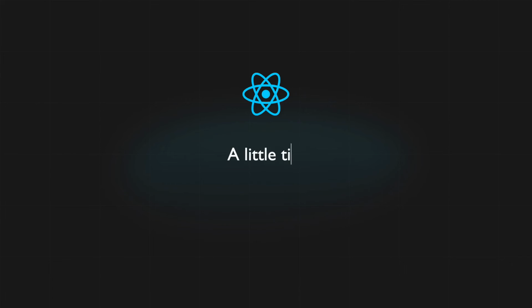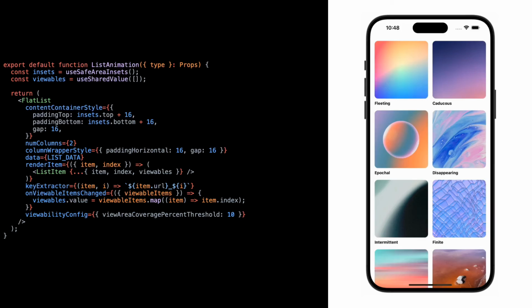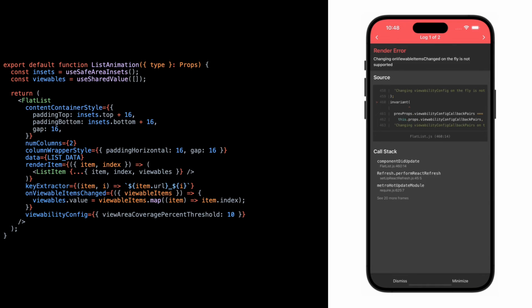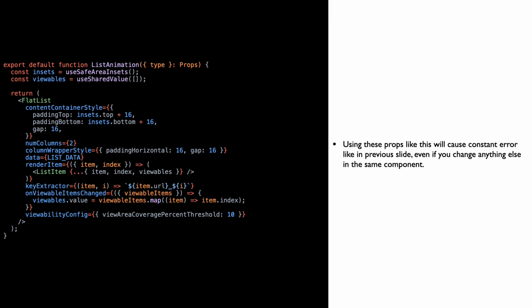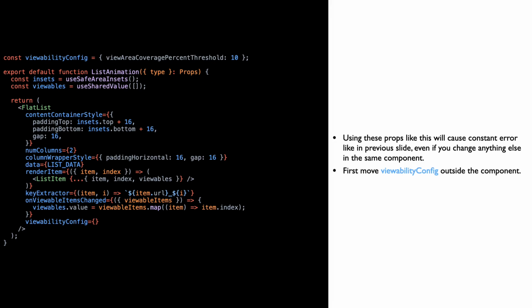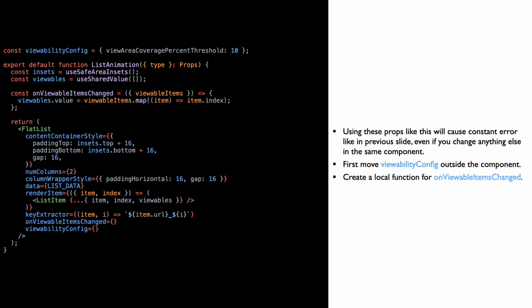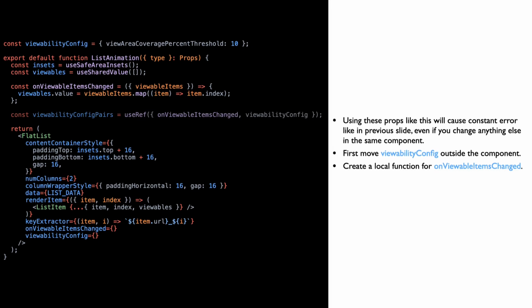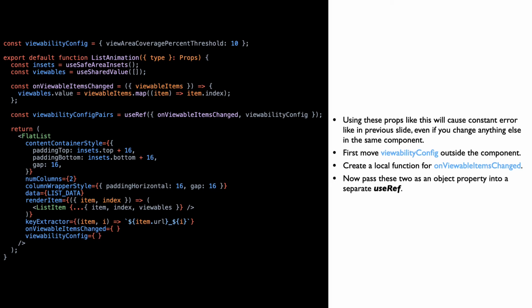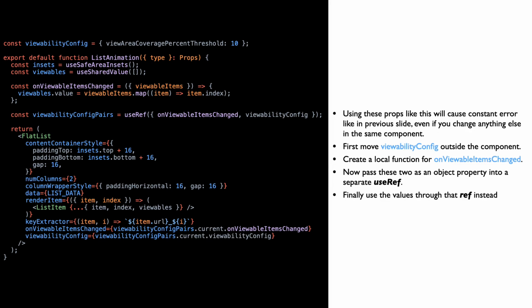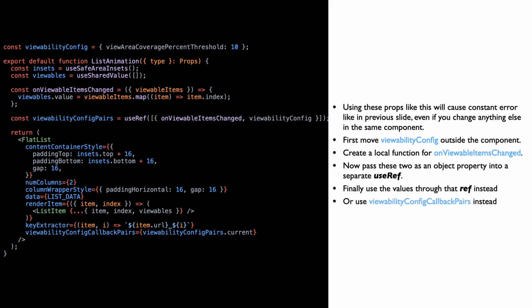And finally, a little tip. When you're using viewable item change and config prop, you may often face this continuous error while hot reloading. Then we can do the following changes to get around this, like separate config JSON and callback function value, and use it through useRef or useCallback. Or we can use another helper function for this, viewability config callback pairs. Then the error should be gone.